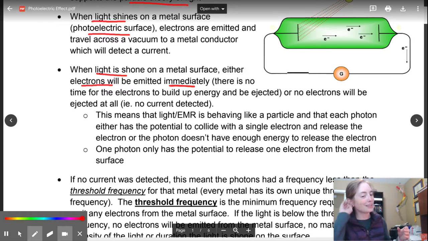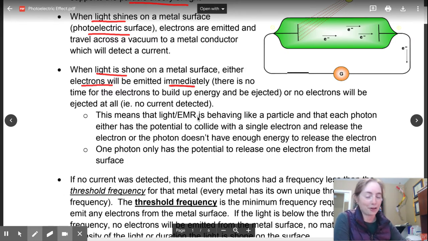So it's as if you're throwing a ball at an object. And if there's enough energy in the ball, it will cause that object to move. So the photon is the ball, and the electron is the object you're hitting with the ball. I like that visual. I think it makes a lot of sense. So, ladies and gentlemen, you will either have a current detected, or you will have no current detected. Okay, so your bowling pin is either going to move or it's not going to move.